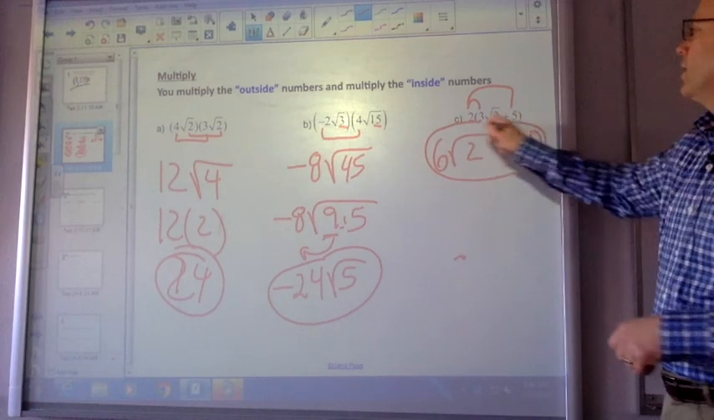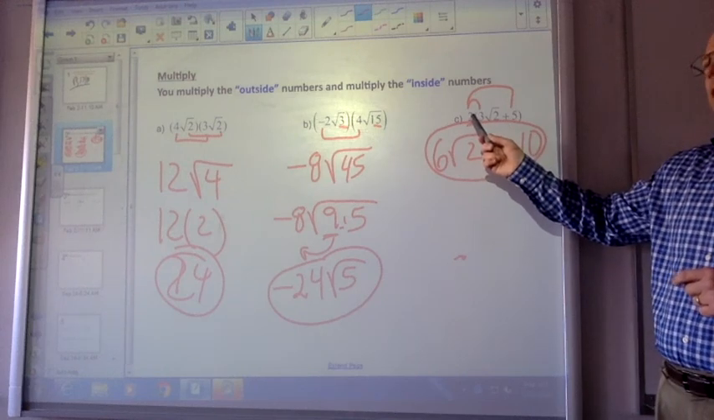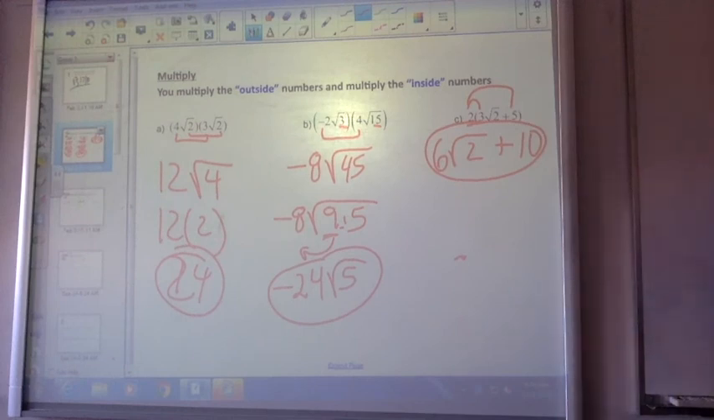Go ahead. Why did you multiply by the 5 instead of the 2? Oh, this 2 was not inside of a radical, so you can only multiply inside to inside. Distributive property is multiplication. It can go outside to outside or inside to inside, but you can't multiply an outside number to get an inside number. And there was nothing left to combine, so we couldn't add them together.